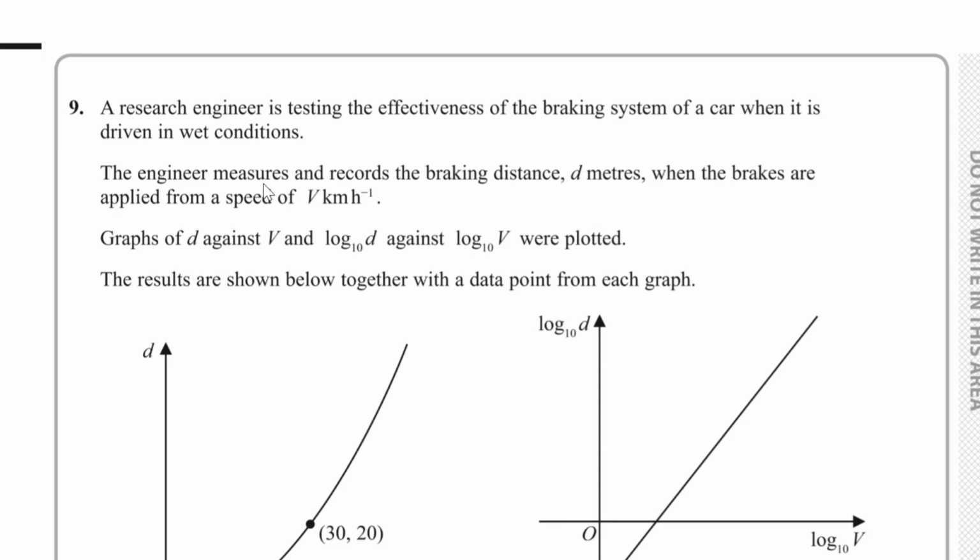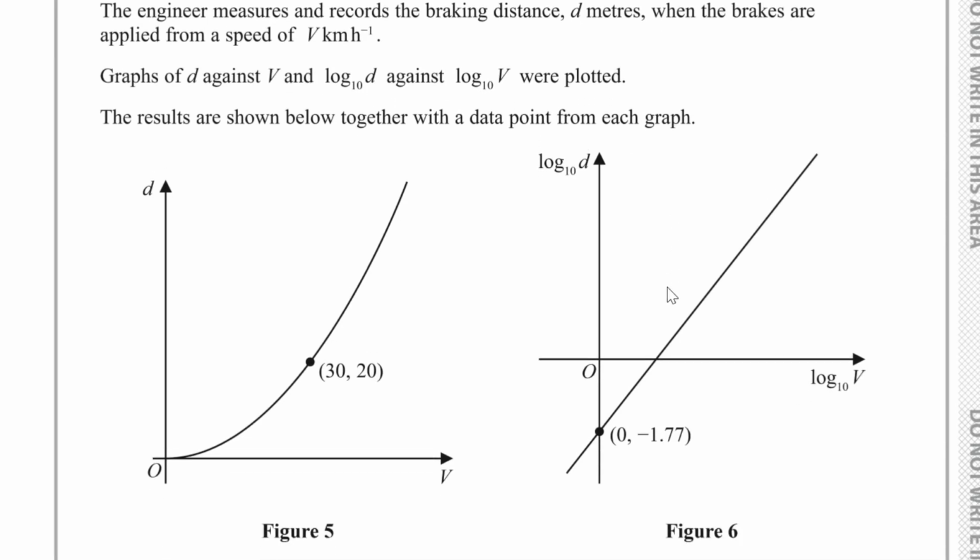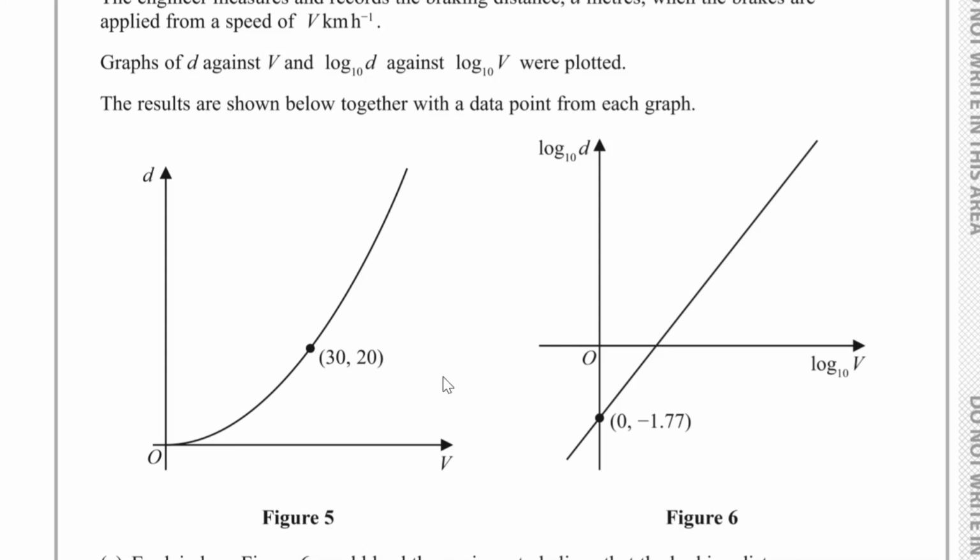Question number 9. A research engineer is testing the effectiveness of the braking system of a car when it is driven in wet conditions. The engineer measures and records the braking distance d meters when the brakes are applied from a speed of v kilometers per hour. Graphs of d against v and log base 10 d against log base 10 of v were plotted. We see those in figure 5 and 6. And the results are shown below together with a data point from each graph.